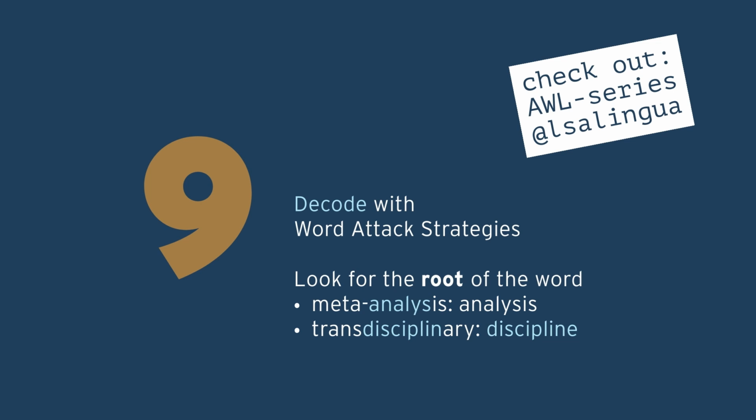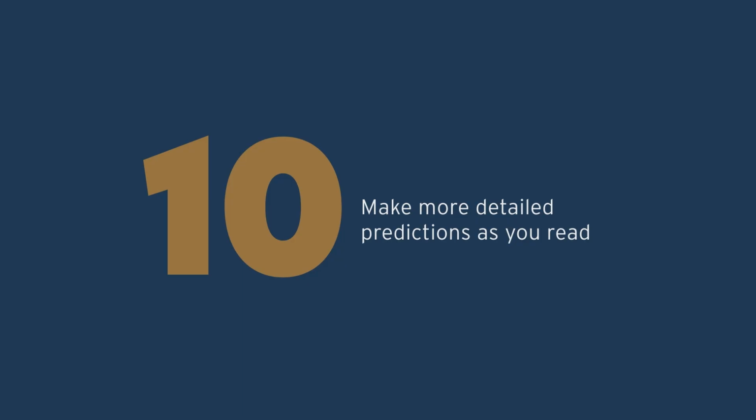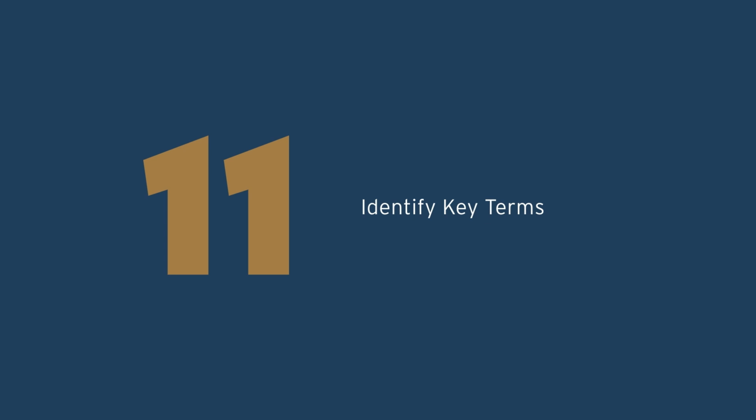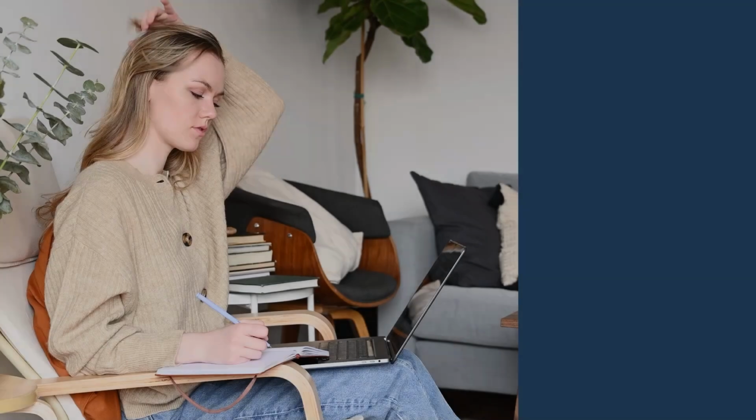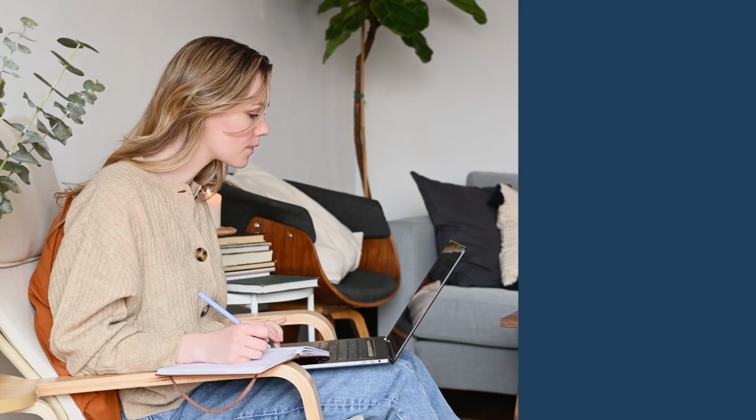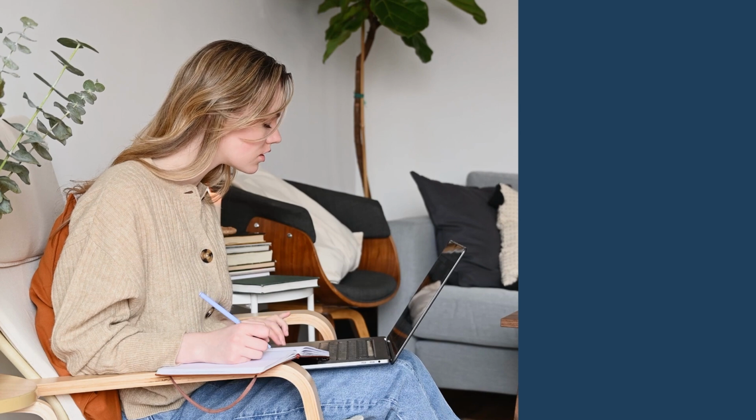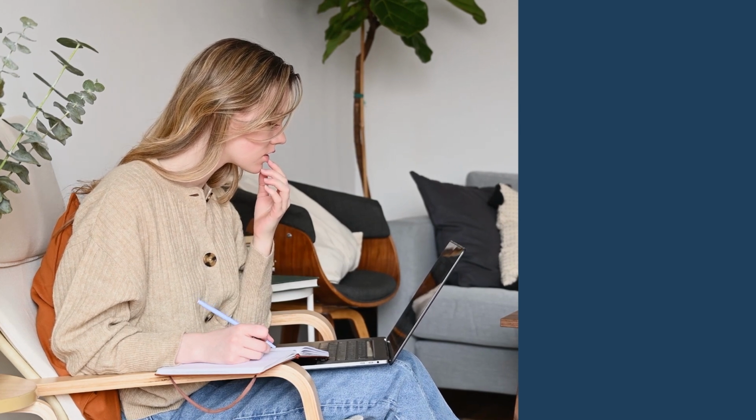All right. 10. Make predictions while you read. Anticipate what the author might conclude. Stay mentally active and alert. 11. Identify key terms. Highlight or list important terminology. So important terminology you have to just simply write down or copy down in an Excel sheet or something. So these words often carry the conceptual weight of a text.